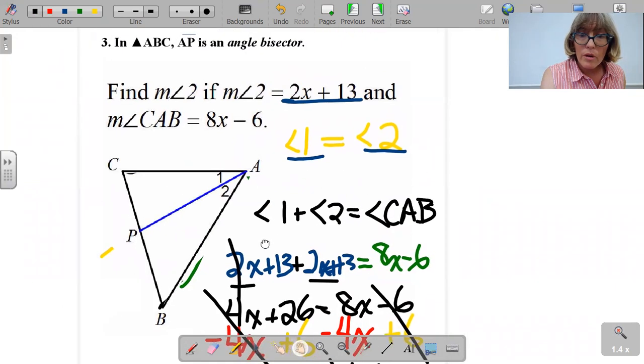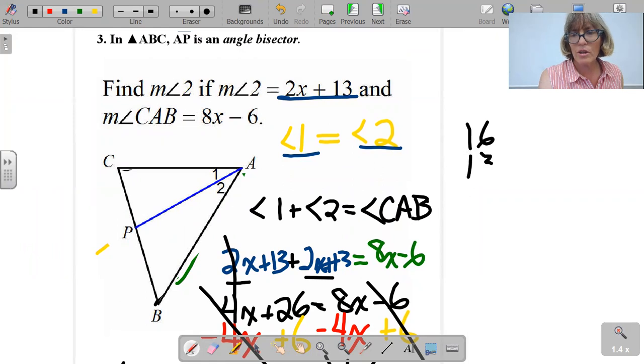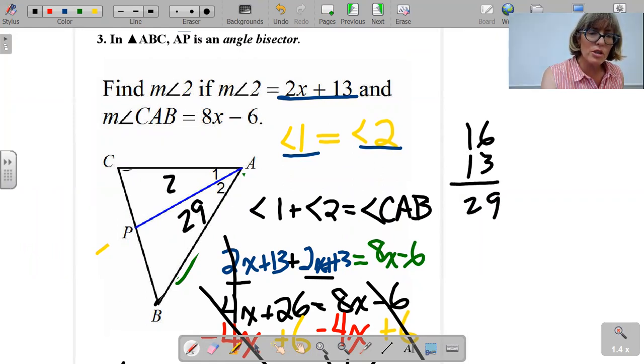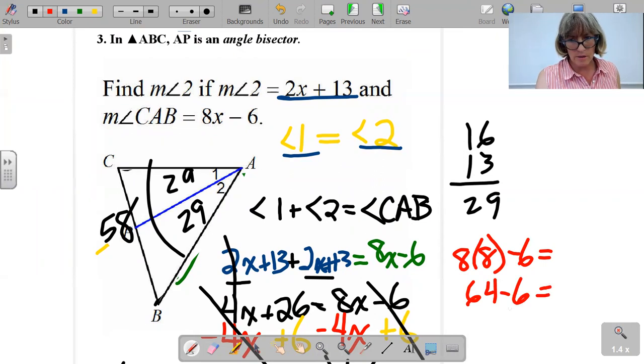And we come up here. 2 times 8 is 16 plus 13. Let's do this in the margin. Should have done it longhand. It's 29. That's why we do a check. If this is 29, that means this should be 58. Let's check that. 8 times 8 minus 6, 64 minus 6. Yes, and that's 58. That's why we do a check, folks.